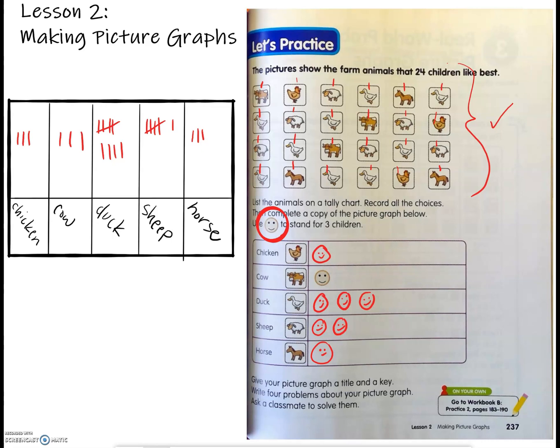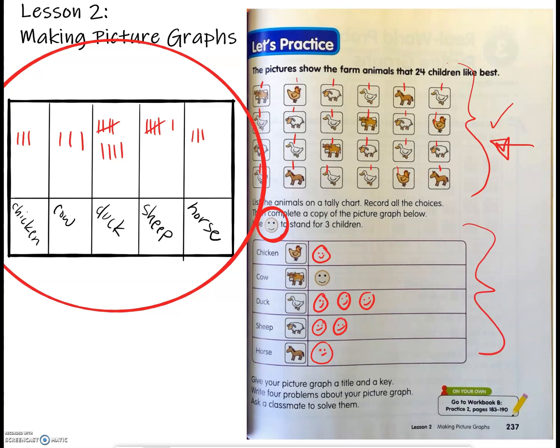This is how you fill in and create your own picture graph. You use the tally chart to help you organize your information. This is a lot easier to read and understand than just looking at the pictures. Once you have your information organized, then you can make your picture graph. Now it is your turn. You are going to go to your workbook pages and work on pages 183 to 190. Let me know if you have any questions.